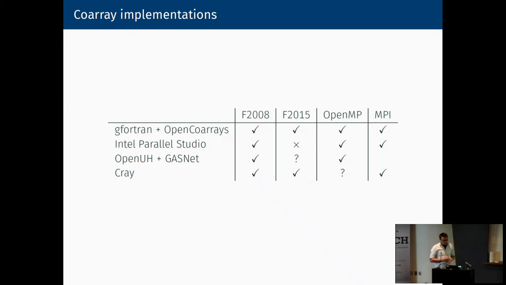The second is Intel Parallel Studio, Intel's implementation, which is based on Intel's compiler and their Intel MPI. They implemented the Fortran 2008 feature set, so the remote access to images, and then they seem to have stopped. They haven't implemented the Fortran 2015 feature set yet. I don't know whether they're planning to or not, but it doesn't seem to have moved much in the last few years.